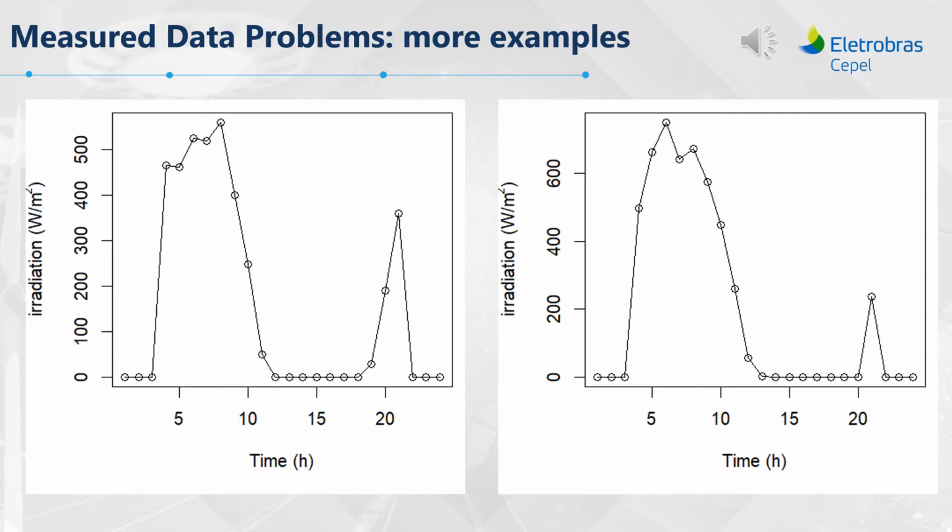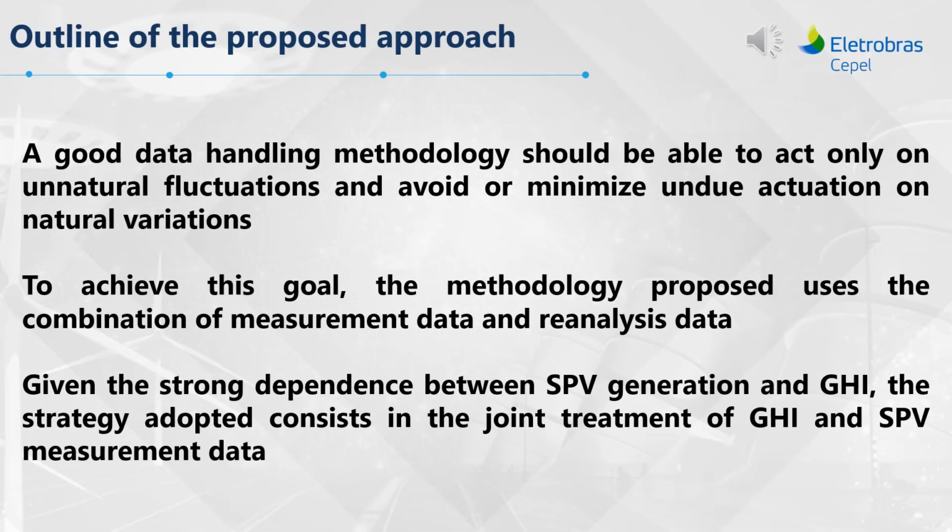For all cases, the reanalysis data for the same days are used to define the sunrise and sunset hours and establish the timing interval for the GHI measurements. A good data handling methodology should be able to act only on unnatural fluctuations and avoid or minimize undue actuation on natural variations. To achieve this goal, the proposed methodology uses the combination of measuring data and reanalysis data.